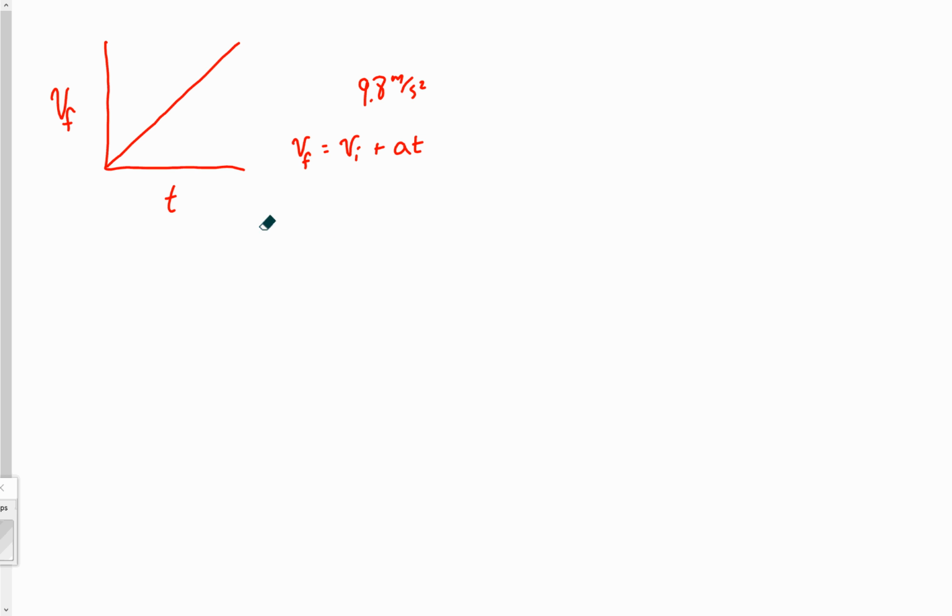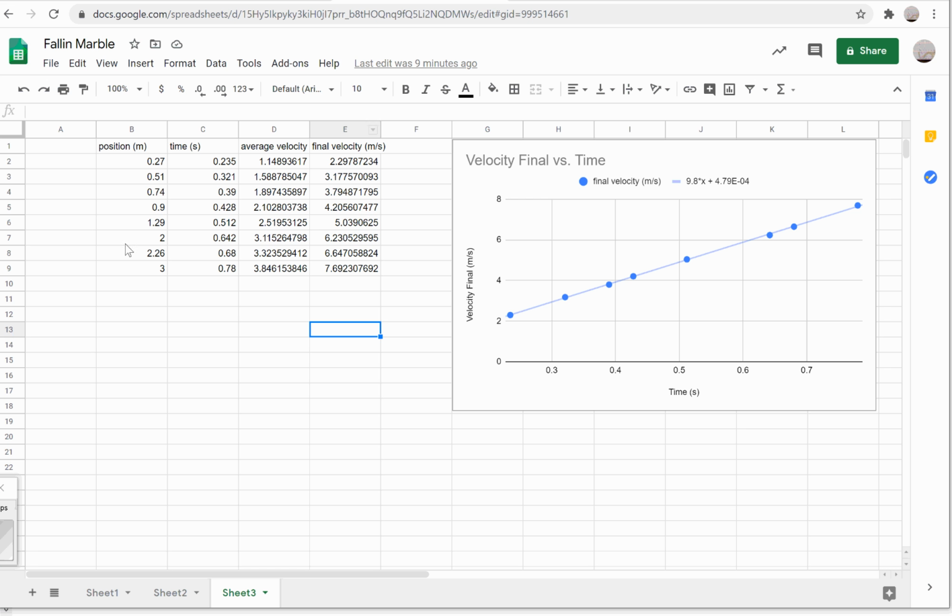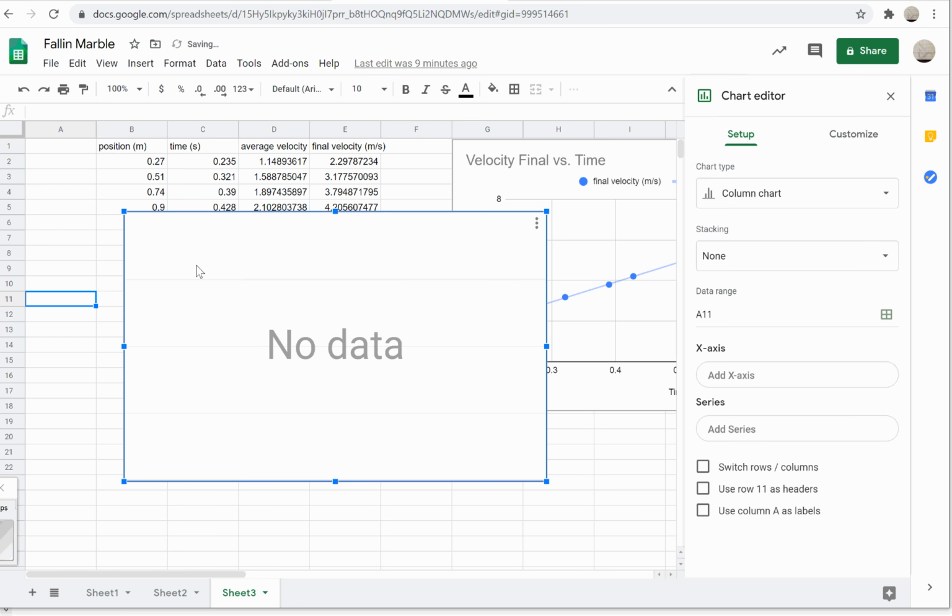So anyway, in this video, we're going to take a look at a position versus time graph of the data. What's cool is if you've already typed your data into Google, it becomes really easy to create another graph. So I'm going to click and go insert chart.